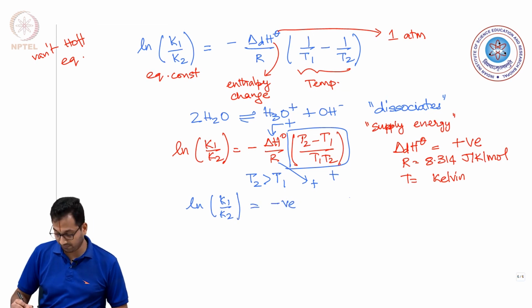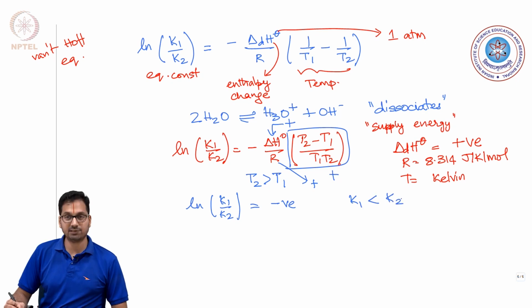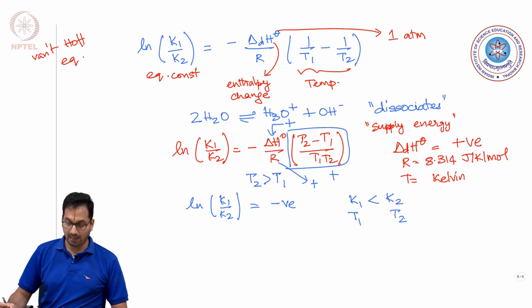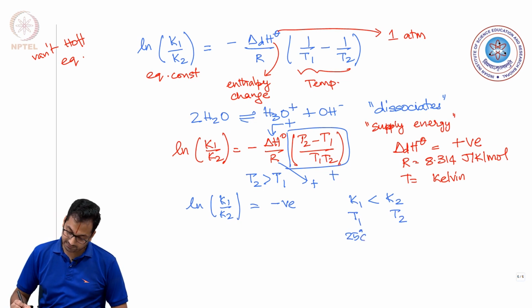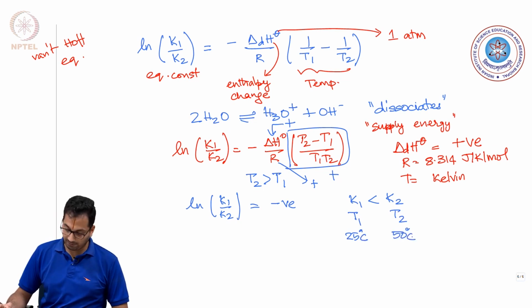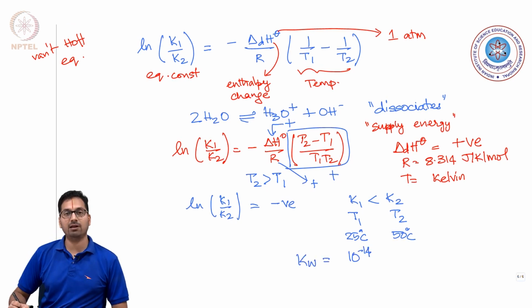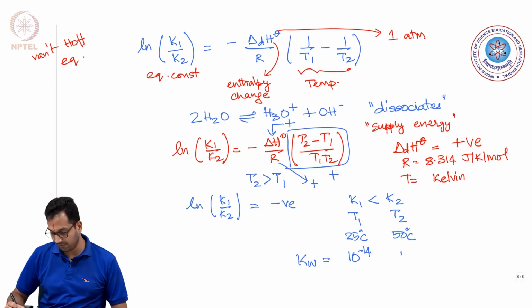This just indicates the fact that K1 is smaller than K2. Let's say K1 is at temperature T1 and K2 is at temperature T2, and you are at 25 degrees Celsius to start with and you increase the temperature to 50 degrees. What is going to end up happening is that K2 is going to be larger. Let's just assume some numbers, these are not exact numbers, just giving a feeling. Kw is 10 power minus 14 at 25 degrees, and if the number has to go higher, we can imagine something like 10 power minus 13.